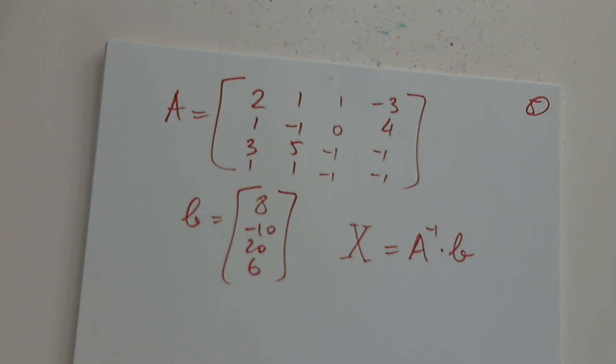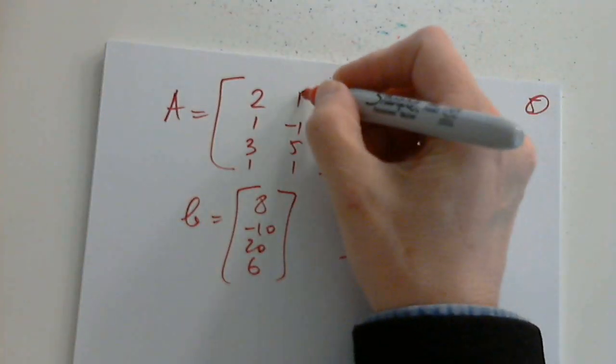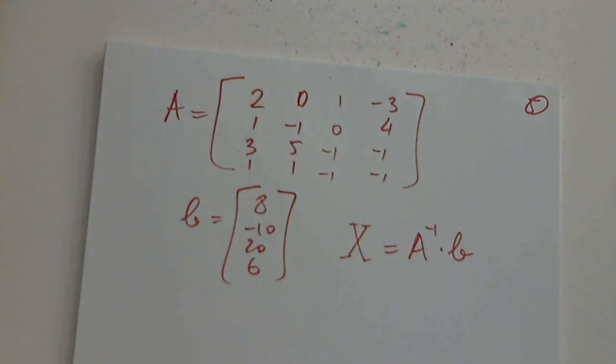Wait, isn't it 2, 0, 1 in that first line? Yes, it is 0. Thank you.